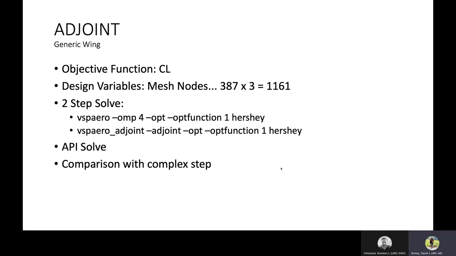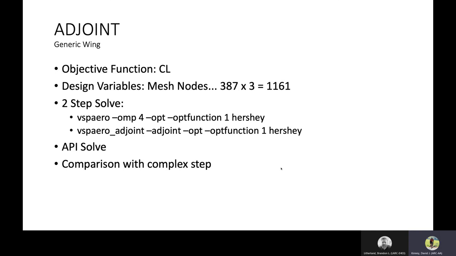There are two ways, again, to solve this. I'll talk about both of those once we get into the demo, but basically there's the two-step solve. You run VSPAERO like you would normally on the command line, or maybe through the GUI if you're doing it that way. You tell it with a dash op that you're doing optimization. You have to tell it which optimization function one correlates to, which coefficient. And this is just a simple Hershey bar wing.